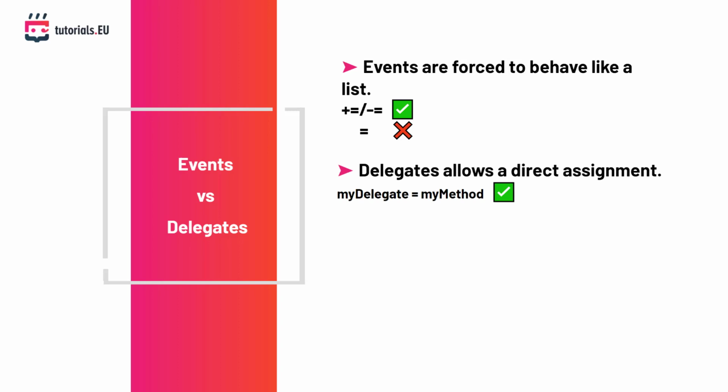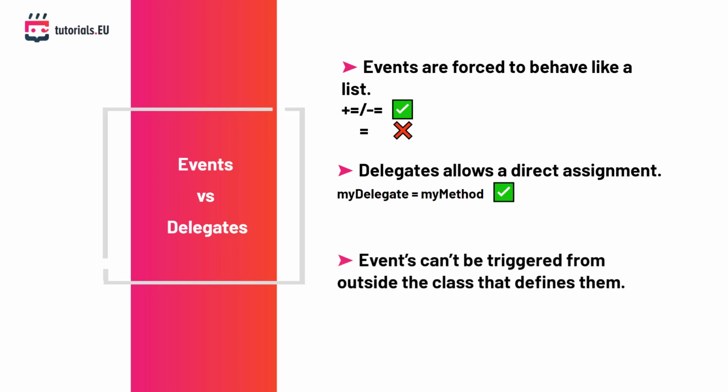A delegate allows a direct assignment, however. So via my delegate equals my method, as we have seen before. Doing so replaces whatever other methods had been added to it before. That's also something you have to take into consideration.